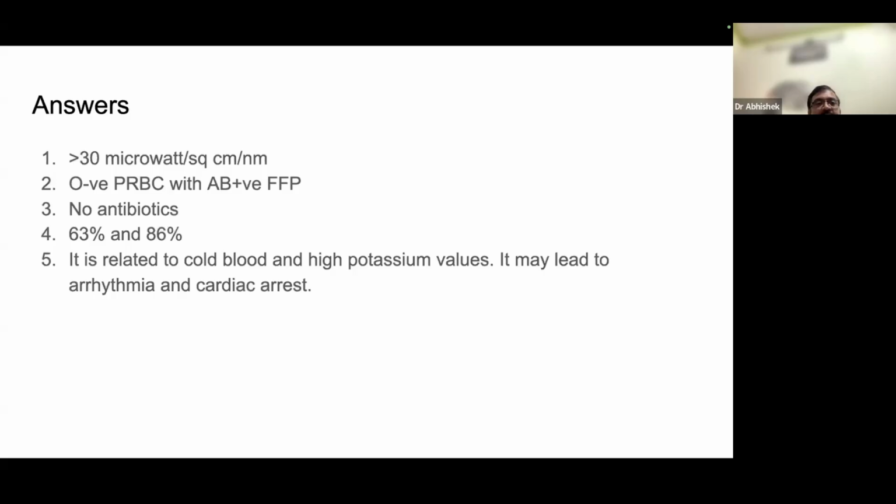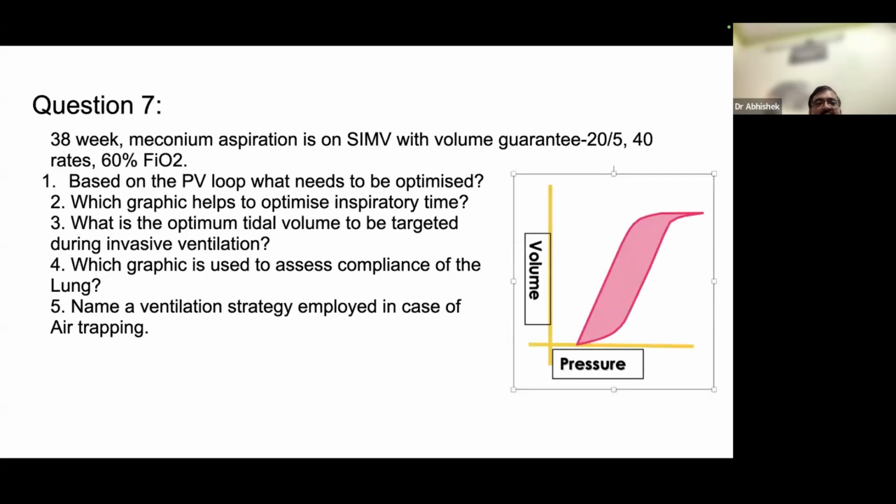Right. Okay. So you have a 38-weeker with meconium aspiration on SIMV mode. It's on volume guarantee mode with 20 by 5 pressures, 40 rate, 60% FiO2. Based on the PV loop, what needs to be optimized? What parameter in the ventilator needs to be optimized? Yeah, there is beaking. You need to decrease PEEP is the right answer.